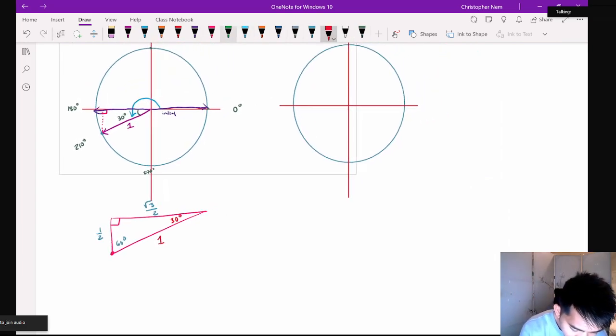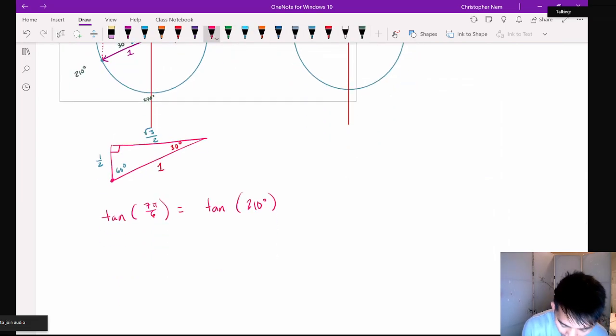Those are like negative values and whatnot. So if I calculate tangent of 7 pi over 6, which is equal to tangent of 210 degrees, there's two ways to think about it. The first way is to think of it as sine 210 degrees over cosine 210 degrees. Oops, I'm sorry. That's an identity.